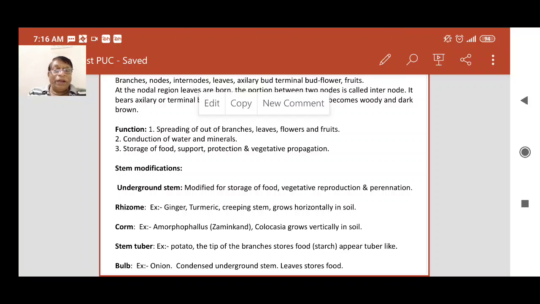In case of potato, the lower branches at the tip store food materials and appear tuber-like. The main food stored is starch. The tuber shows many nodes and internodes. The nodal region we call eye, because at this region axillary bud is present. Okay, that's all. Tuber.